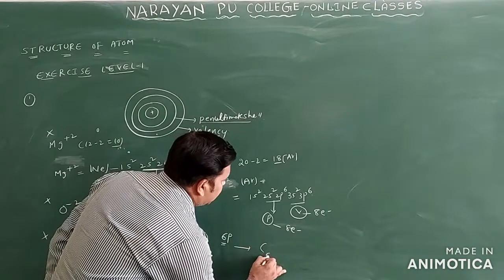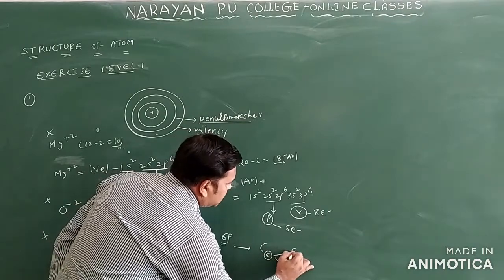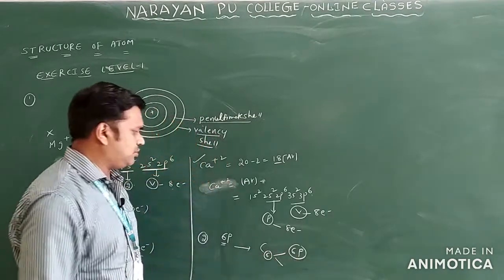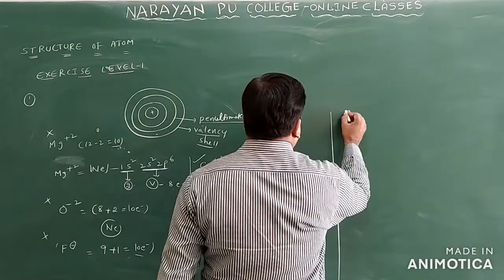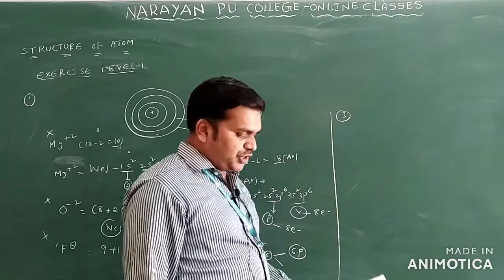Why carbon? Carbon, atomic number 6, contains how many protons? 6 protons only. So what is the answer? You will take the carbon only. Now you can see question number 3 we have. What is question number 3 here?